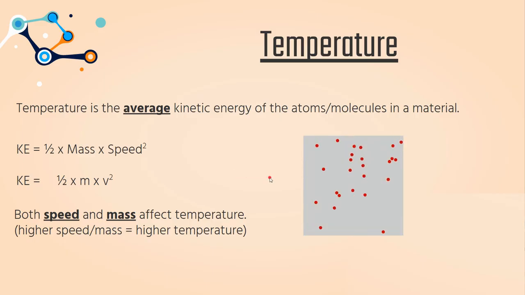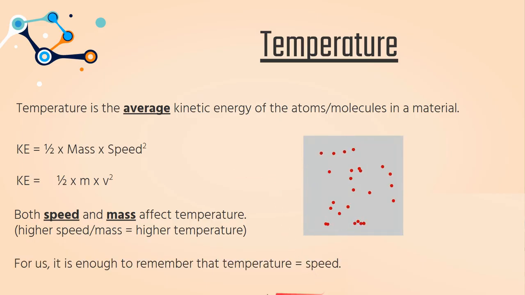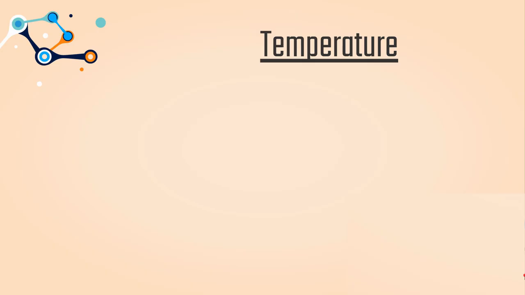However, for us, it's more realistic just to say that temperature is basically speed. If we just think about one gas, the faster the particles move, the greater the temperature. Also, as a quick side note, notice that it is the average kinetic energy. If you observe this sample of gas on the right side, you'll notice that some particles move slow, some move fast. The temperature is the average effect.